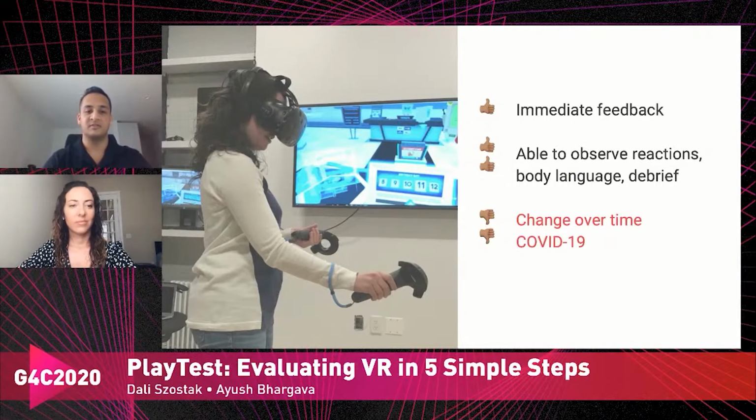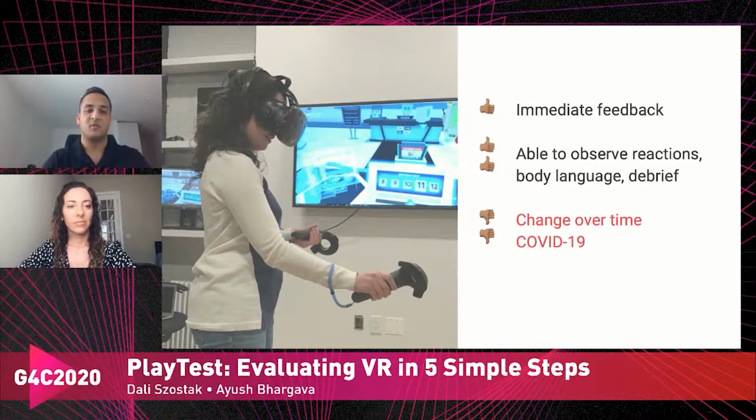So once you know the metrics, it's pretty straightforward to measure VR in the lab or your workspace. You just set something up, you have participants come in, and you can easily understand what's going on. You can give them feedback, you can receive feedback, you can look at their body language and reactions to visual stimuli and understand what's going on.